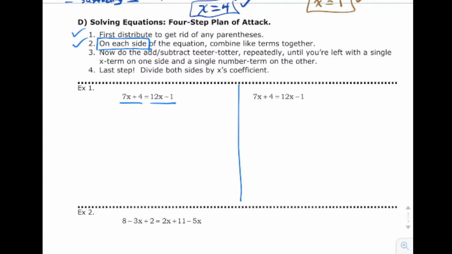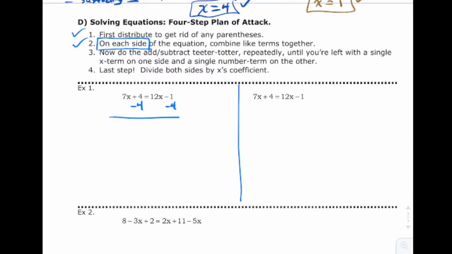Step 3, add or subtract like a teeter-totter. So what I'm going to do here, you see that? See, there's the x. I like the x. You see that 4? I don't like the 4. I don't want the 4 there. So I'm going to subtract 4 on both sides.